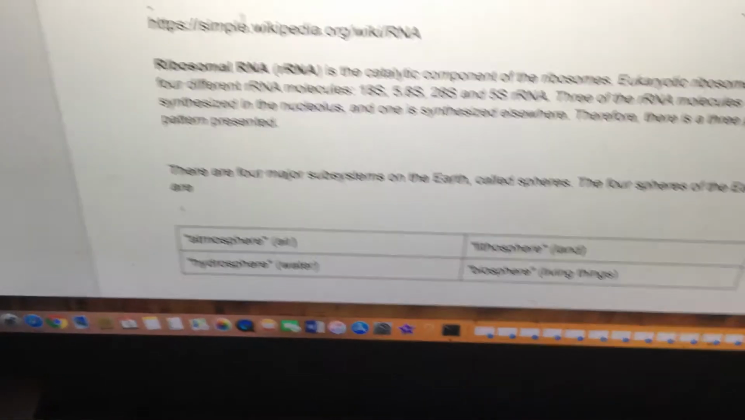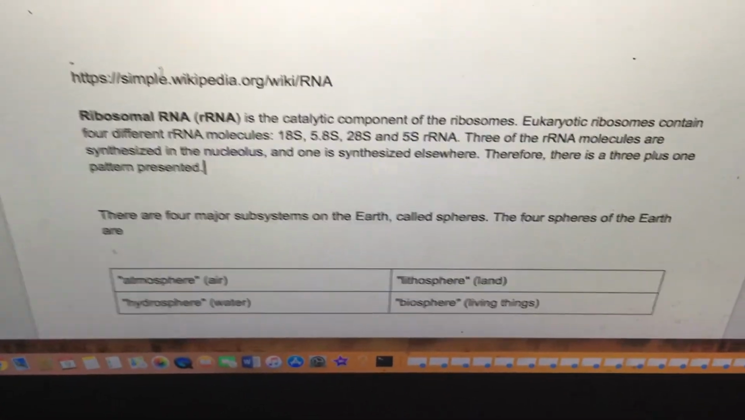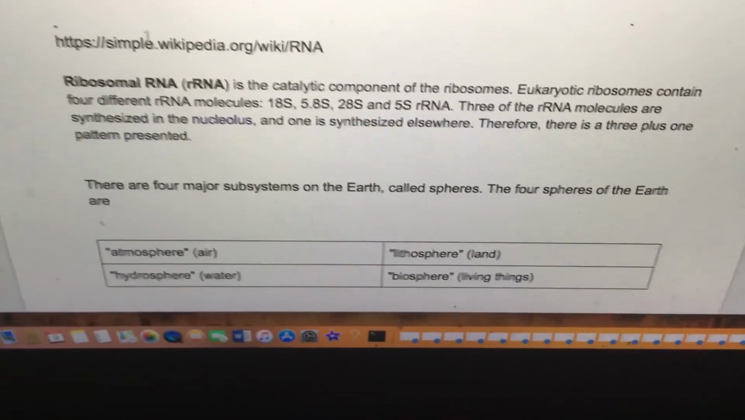There are 4 major subsystems on the Earth called spheres. The 4 spheres of the Earth are atmosphere, hydrosphere, lithosphere, and biosphere.